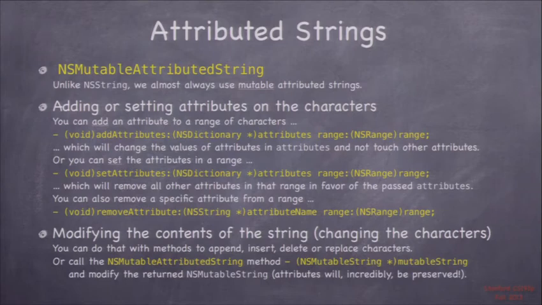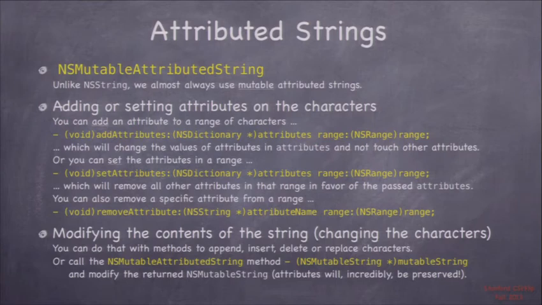Now, what if you want to modify the characters in a mutable attributed string? Exact same thing as the attributed string. When you want to look at the characters, you call this method mutableString, and it will return an NSMutableString. And believe it or not, if you modify that mutable string that you get back, the mutable attributed string's attributes will track your changes.